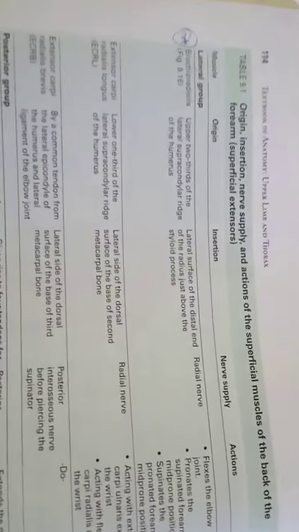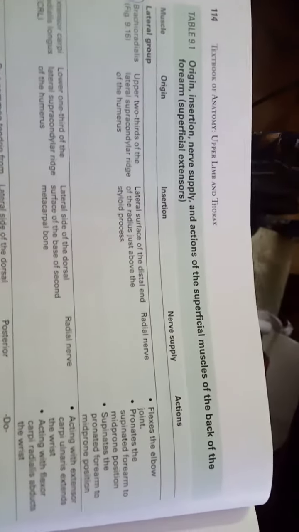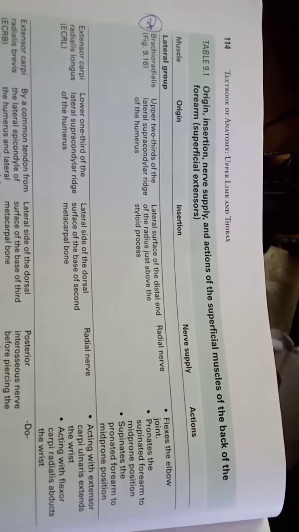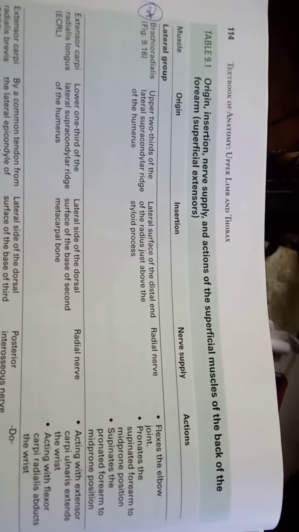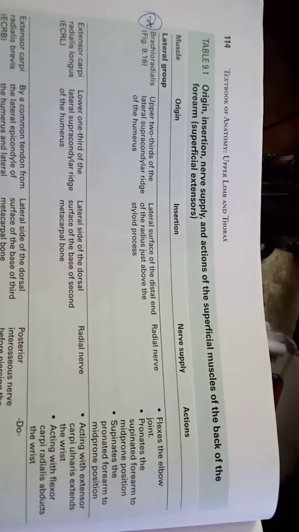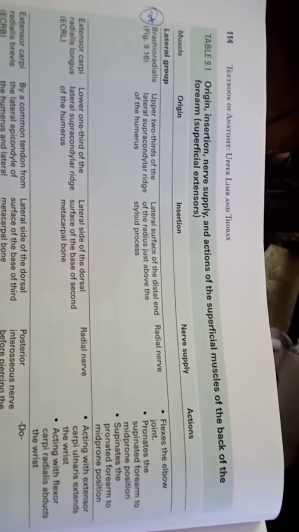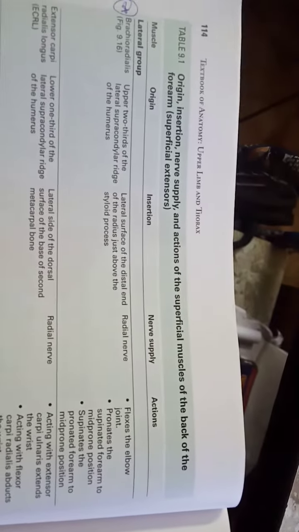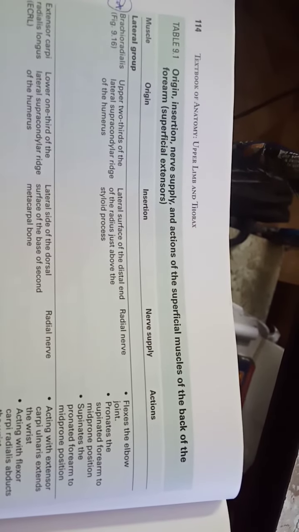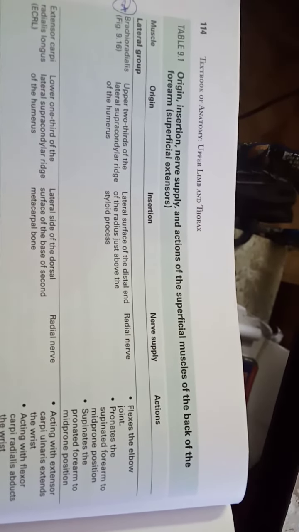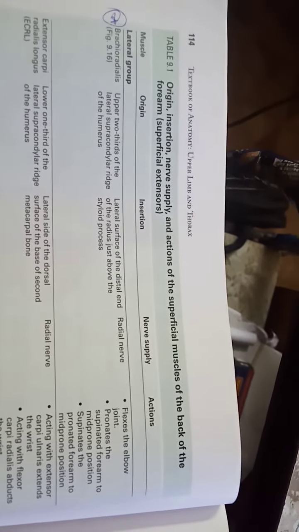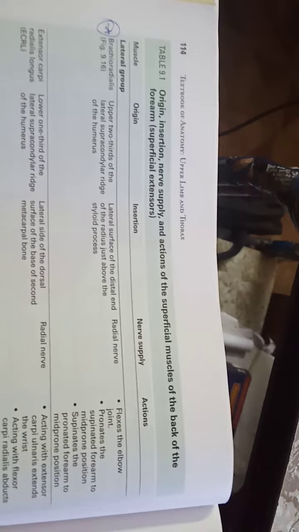Now let us look at the actions of brachioradialis. It flexes the elbow joint. It also pronates a supinated forearm to the mid-prone position. So if the forearm is supinated, it pronates the forearm to the mid-prone position. That type of action is done by brachioradialis.